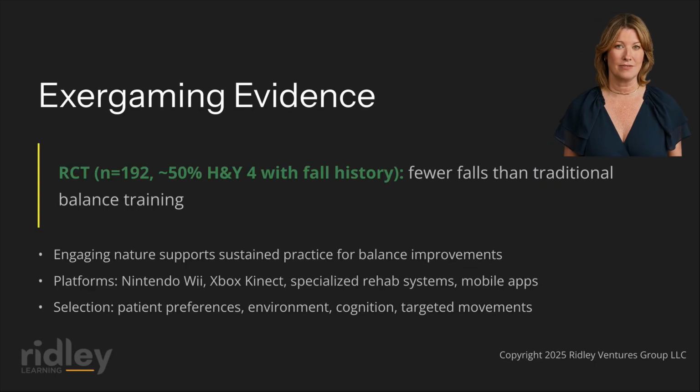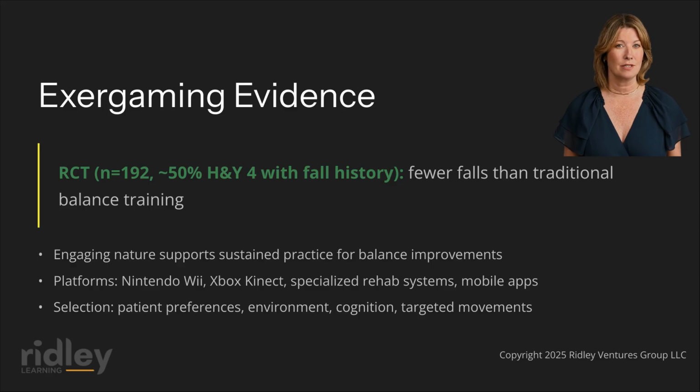Evidence supporting exergaming effectiveness includes studies demonstrating benefits in relatively advanced patient populations. A large, randomized controlled trial evaluated exergaming in 192 patients with Parkinson's disease, with almost half of participants at Hoehn and Yahr stage 4 with history of falling, representing one of the most vulnerable populations studied. The 12-week home-based gaming intervention resulted in fewer people who fell and lower number of falls compared to traditional balance training, suggesting that exergaming may be particularly suitable for fall prevention in advanced stage patients. The engaging nature of gaming may support the sustained practice required for balance improvements, while the immediate feedback provided by games may enhance motor learning.